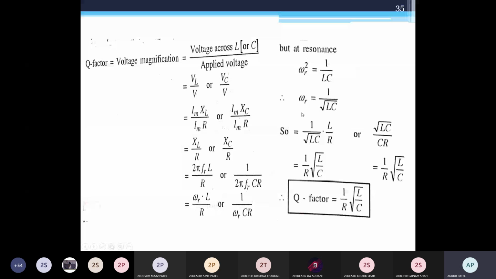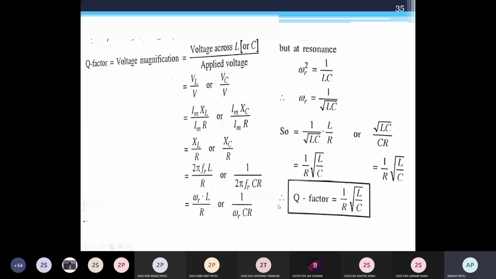So we can write the Q factor as 1 upon under root LC into L by R, or under root LC by CR. In these equations, omega R into L by R or 1 upon omega R into CR, we are putting omega equal to 1 upon under root LC. So we get Q factor equal to 1 upon under root LC into L by R, or under root LC divided by CR. We can write this equation as 1 upon R under root L by C. So the Q factor is 1 upon R under root L by C.